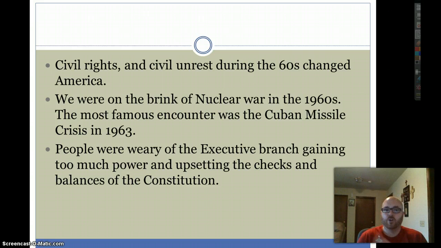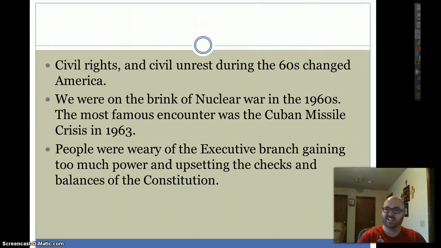We're at the brink of nuclear war in the 60s. The most famous encounter was the Cuban Missile Crisis, 13 days in October, where we thought we were going to be destroyed. But Kennedy stood strong after the failed Bay of Pigs invasion. He had the Cuban Missile Crisis, which he prevailed in. He was assassinated November 22nd, 1963, by Lee Harvey Oswald. Very controversial. People were very wary of the executive branch gaining too much power and upsetting the checks and balances of the Constitution.